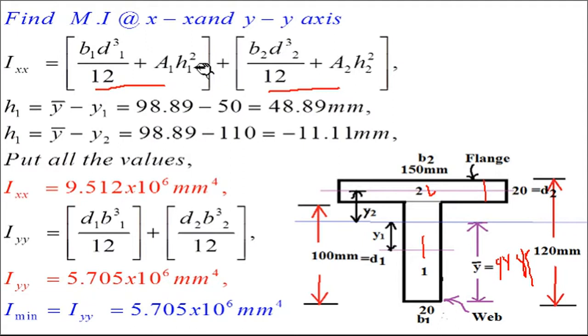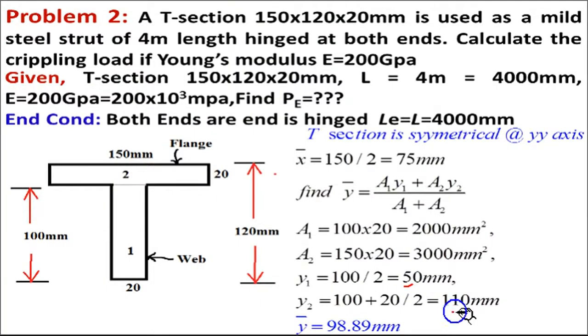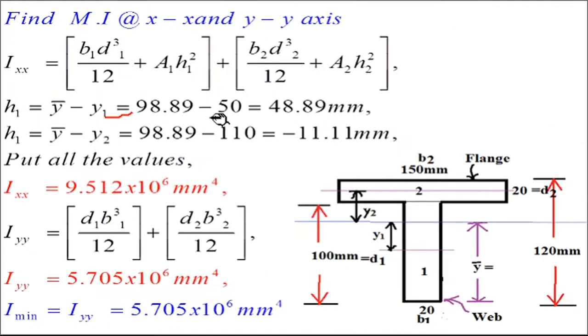Here h1 and h2 terms are there. h1 is the distance between the individual axis of the member, the center of this 100 which is at 50 mm, and the y bar of the section, which is at 98.89 mm. So the difference between these two axes is h1. How to calculate that? h1 is calculated using the formula y bar minus y1, and y bar minus y2 gives you h2. Y bar is known here, y1 and y2 you have just calculated. Y1 is 50, y2 is 110.